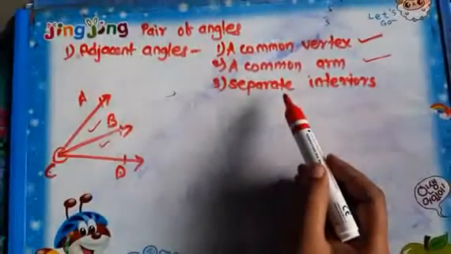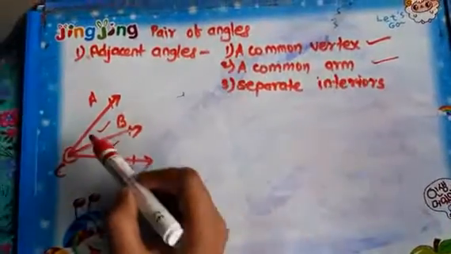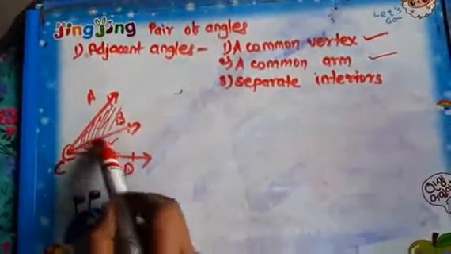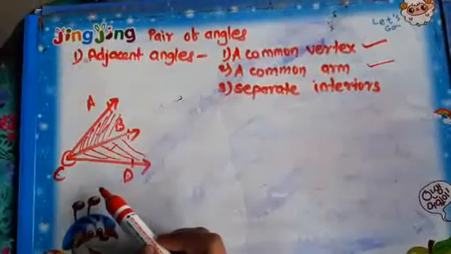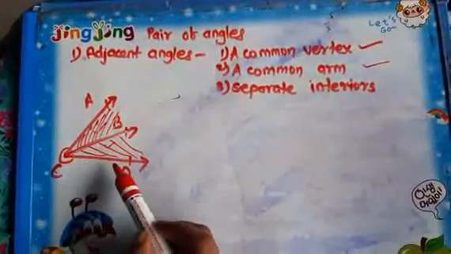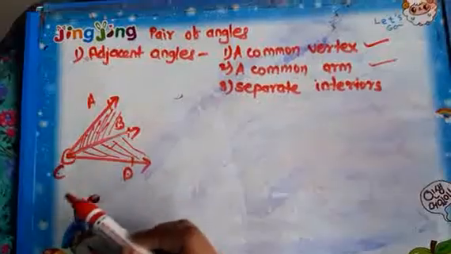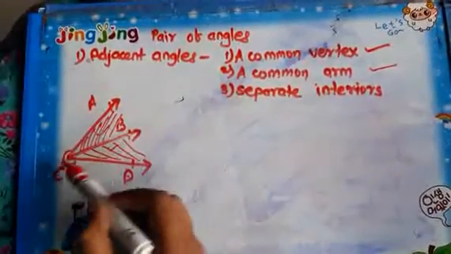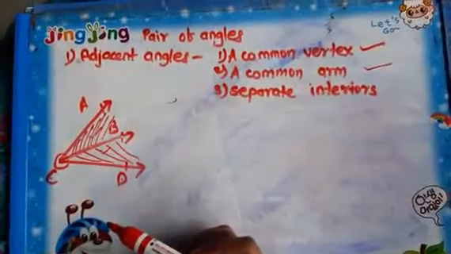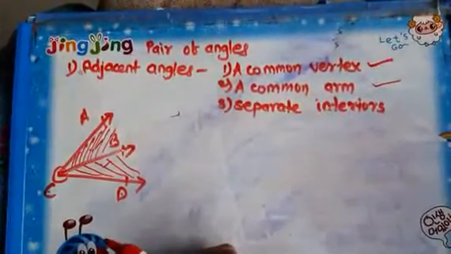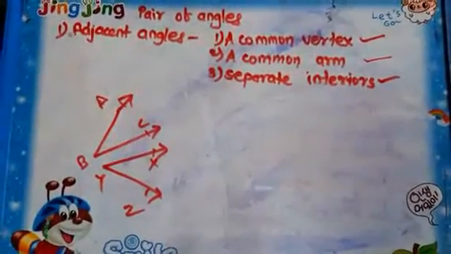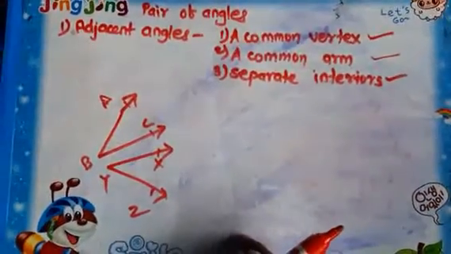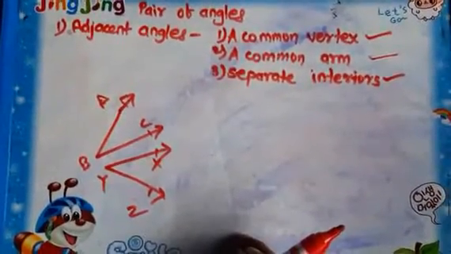So this condition is also satisfied. And last is separate interiors. Yes, they have separate interiors. The first angle's interior is this and the second angle's interior is this. Means they have separate interiors. That's why ACB and BCD are adjacent angles. Important is that the pair of angles should satisfy all these three conditions. Then only we can say that they are adjacent angles, otherwise not.